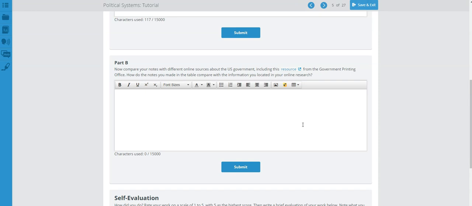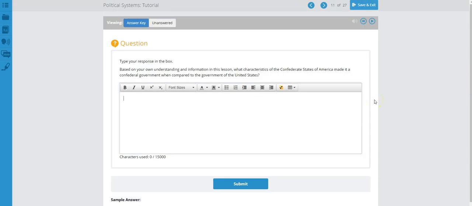Now, how do your notes made in the table, the one that we just worked on, compare with the information you located in your online research? You need to provide a good paragraph here. By the way, when I say a good paragraph, I literally mean at least 5 good sentences. Please make sure that you don't write just a sentence or 2 sentences to complete this activity. Make sure you're thoughtful in your responses.